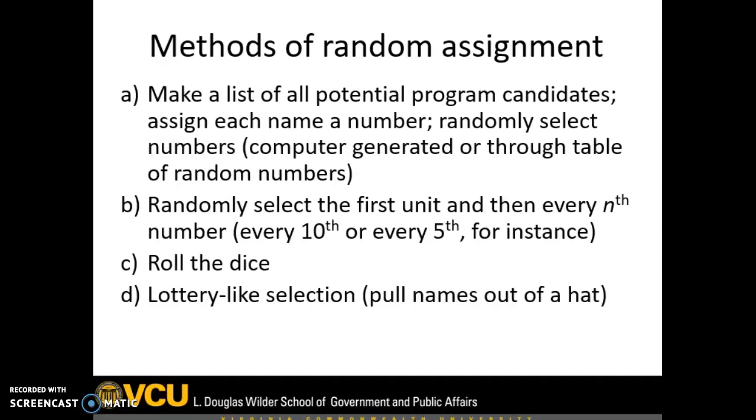I have discussed methods of random sampling in the previous lecture on sampling. The difference between random sampling and random assignment is that in random assignment, we're dealing with individuals who already agreed to participate in the study. Methods of random assignment could include random selection through a random number generator. It could also involve randomly selecting the first unit and then every nth number. You could also roll the dice or use lottery-like selection.